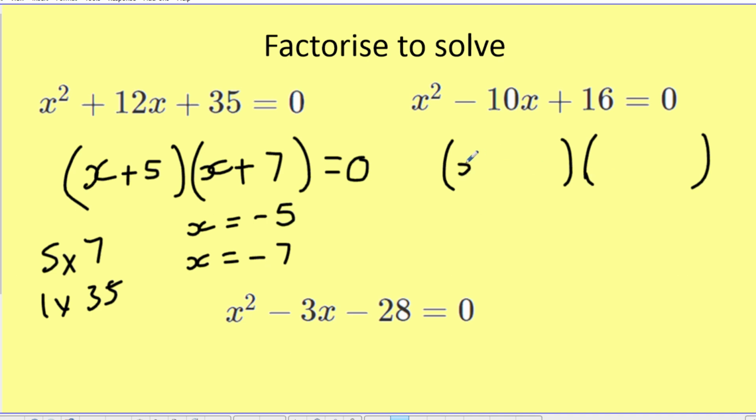Okay, x in the front of both. So whenever you see factorized, that's the quickest way to do it. If this is just x squared, you just put x in the front of both.